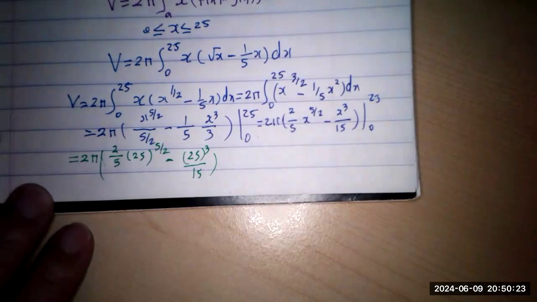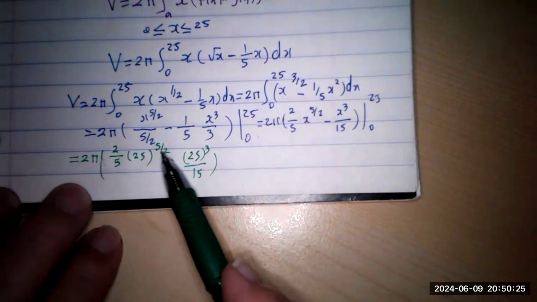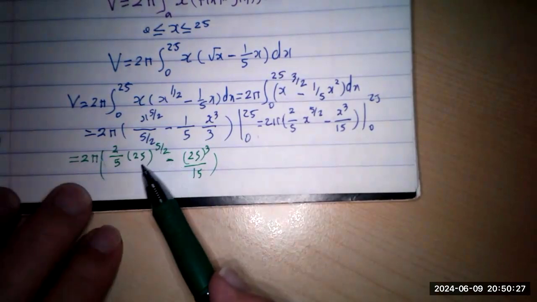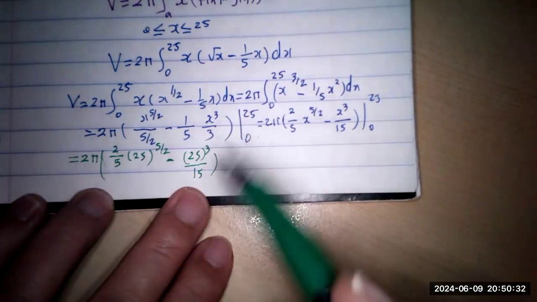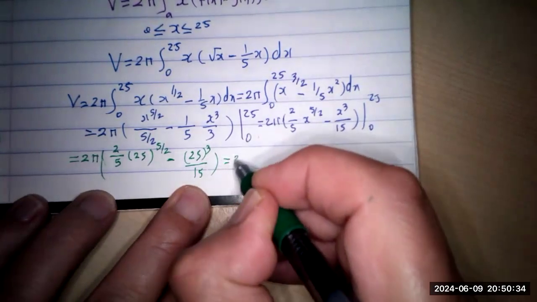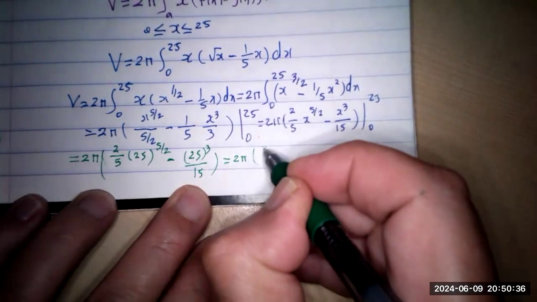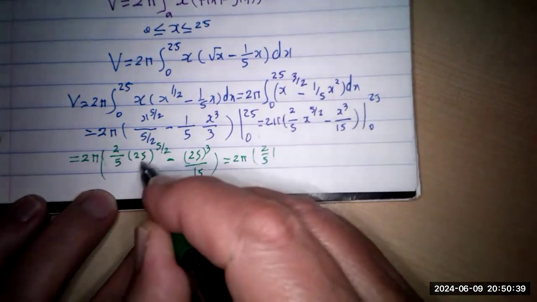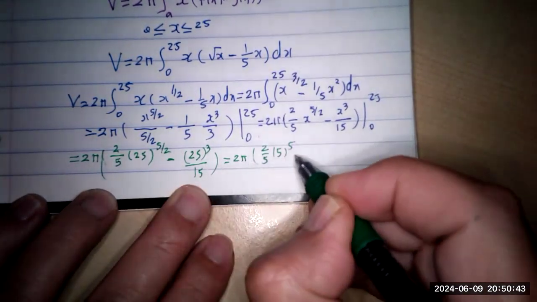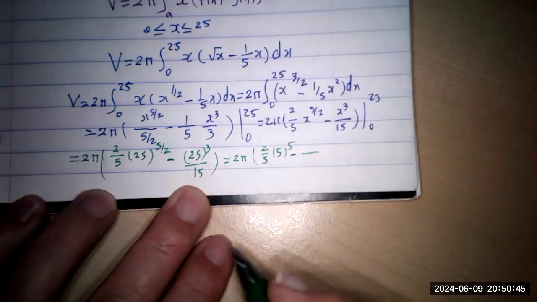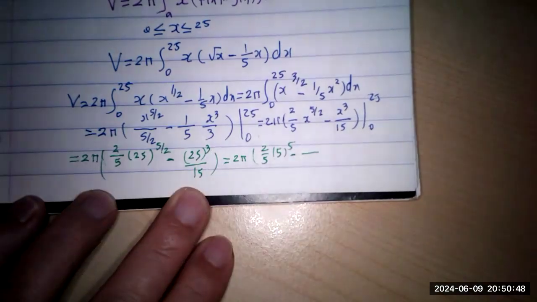Now 25 to the 1/2 would be 5, because it would be radical 5. So that will be 5 to the 5th. So this is going to be 2 pi times 2/5 times 5 to the 5th, minus, and over here you see this is 25 cubed. It's like 5 squared. Again, you can use your calculator if you like. I don't have it, so I try to find it myself.